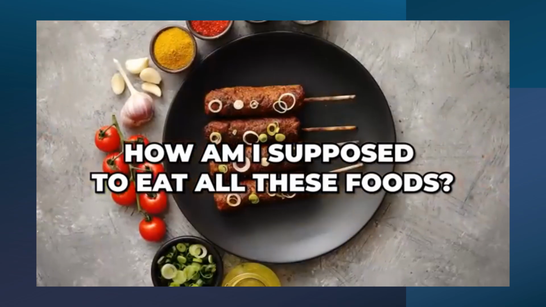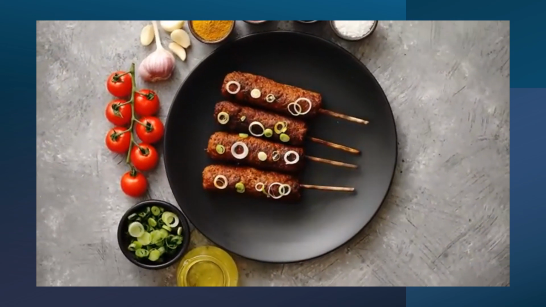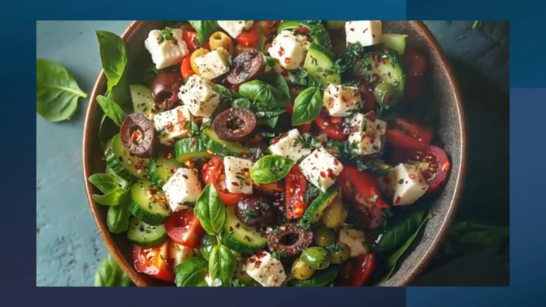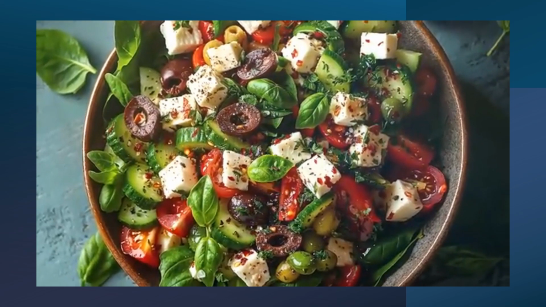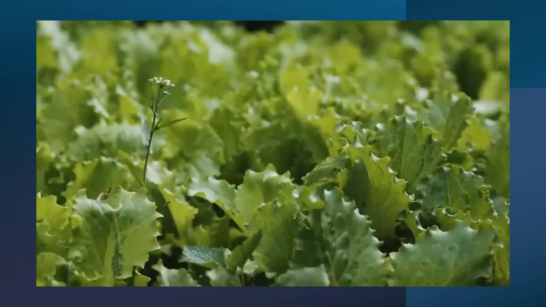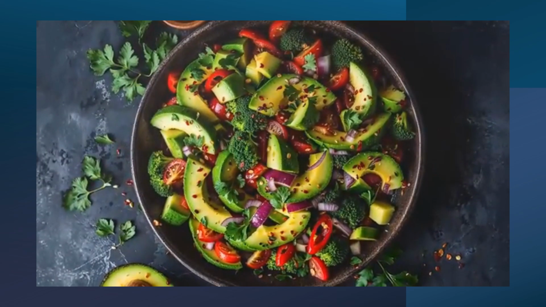Now I know what you're thinking. How am I supposed to eat all these foods? Well, Dr. O'Neill has a simple suggestion. Try incorporating these foods into a colorful salad. Imagine a bowl of leafy greens, topped with berries and a sprinkle of nuts. Not only is it delicious, but it's also a powerful boost for your eye health.